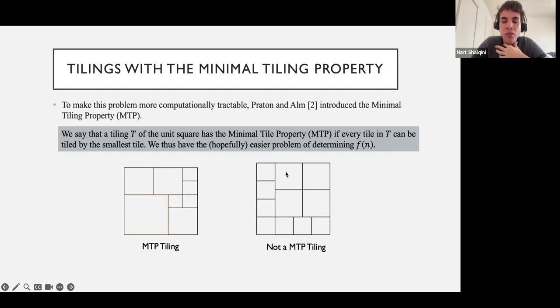And then the one on the right is not an MTP tiling because the smallest square cannot tile the medium square here, right? So we wouldn't consider this. We would only consider something like the one on the left.